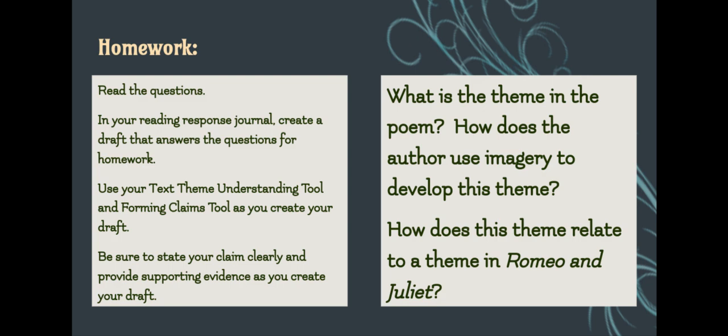Now for homework, you're going to read the questions. In your reading response journal, you will create a draft that answers the questions for homework. You will use your Text Theme Understanding tool and Forming Claims tool as you create your draft. You will need to be sure to state your claim clearly and provide supporting evidence as you create your draft. The questions that you will use to create your draft are: what is the theme in the poem? How does the author use imagery to develop this theme? How does this theme relate to a theme in Romeo and Juliet?